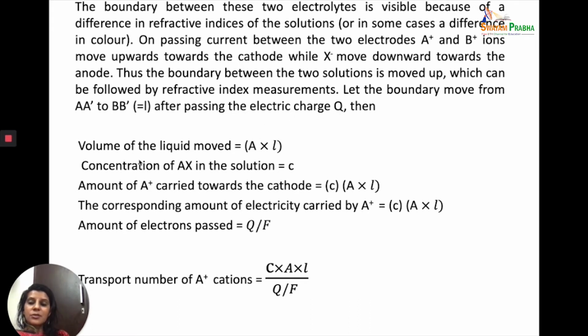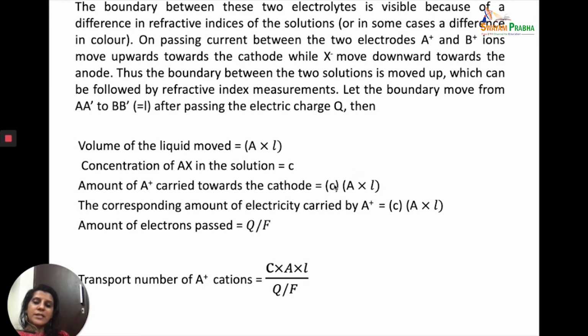Then the volume of the liquid which has moved is A into L. What is the concentration of AX in the solution? Let's say C. Then the amount of A plus which is carried towards the cathode will be equal to C into A into L. What is C?